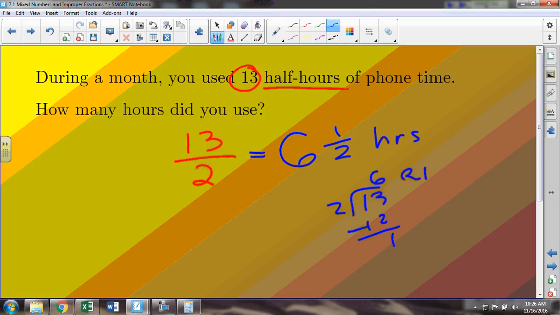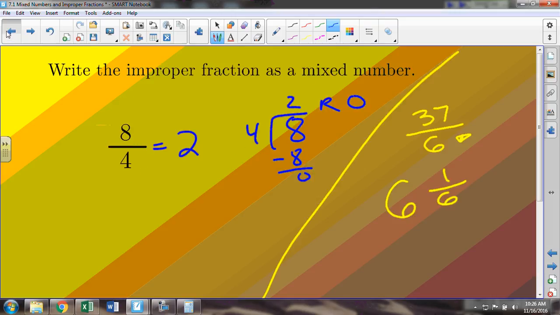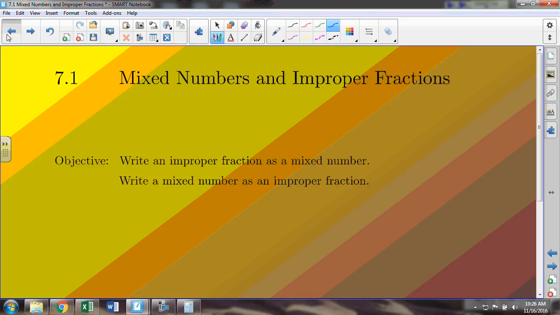And we'll note each one of these then were examples addressing our objectives. Start with an improper fraction, end with a mixed number. Or start with a mixed number, end with an improper fraction, converting back and forth between the two.